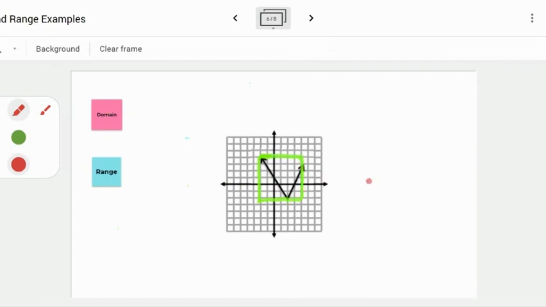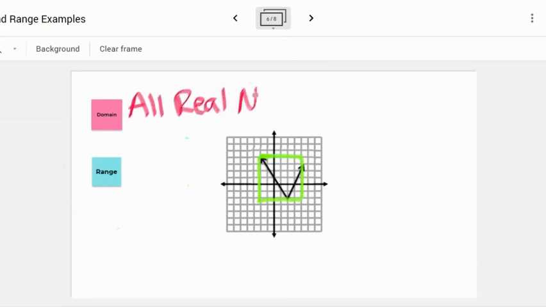Now, when I come in from the right, I end up hitting another arrow. That means this line is going to go on and on and on, higher and higher, and more and more to the right. It will hit indefinitely every single x value to the right. That means that my domain is all real numbers. So all x values are in my domain. Another way that we can write that is this symbol.